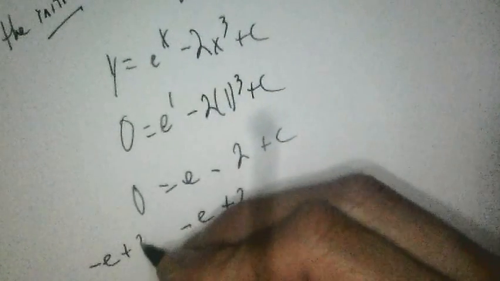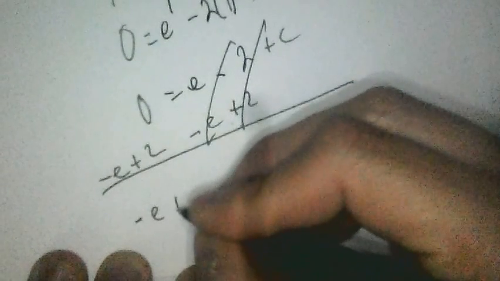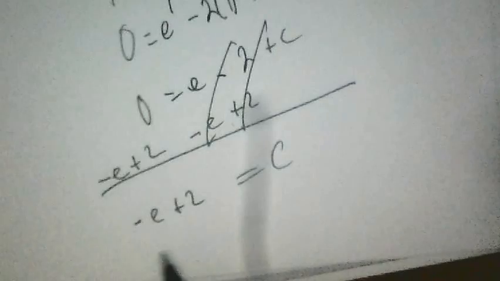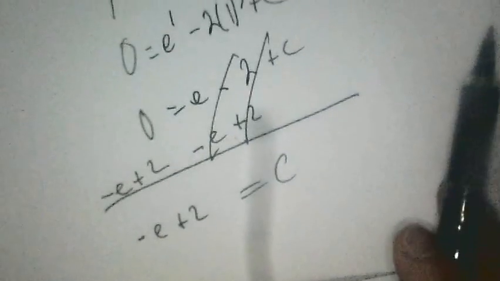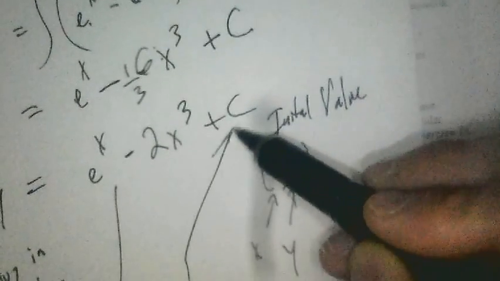So no, we found the general. Now this is the particular. So I'm going to find the particular solution, which is y equals e to the x minus 2x cubed plus c. Now remember, what was c? C was negative e plus 2. So I'm going to put plus 2 minus e. That's basically the same thing. And this is my final answer here, and this is what they got over here in the solution.